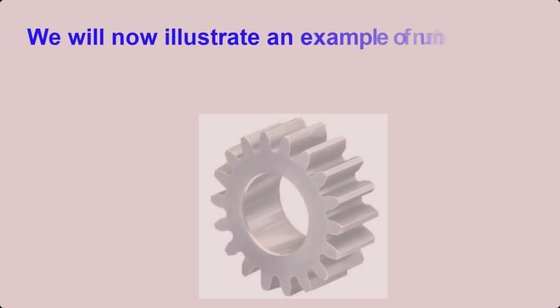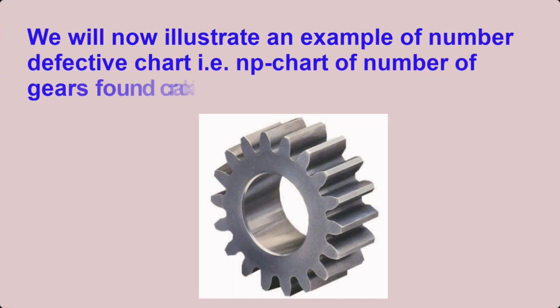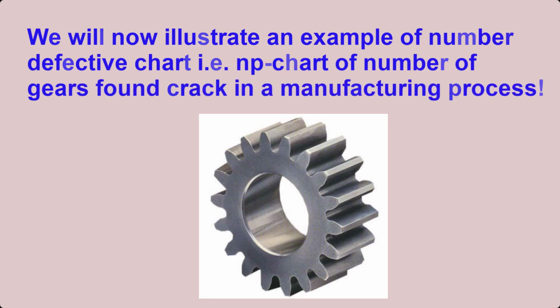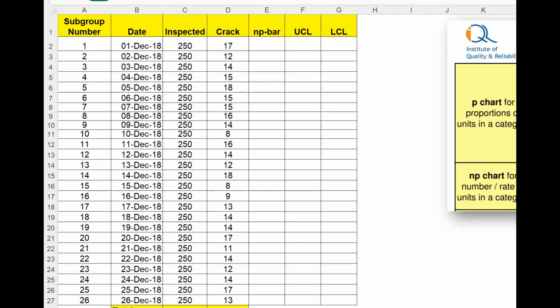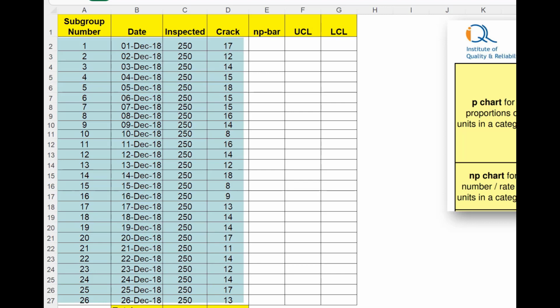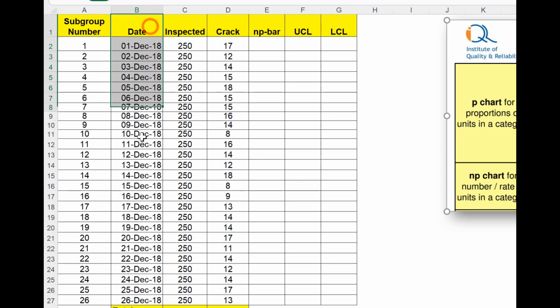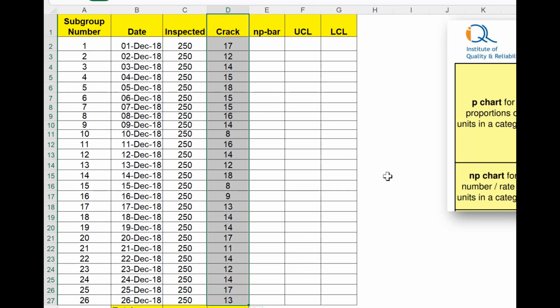We will now illustrate an example of the number defective chart, or NP chart, of the number of gears found cracked in a manufacturing process. A manufacturing company has collected data of cracked gears every day for about 26 days. Data is shown in columns B, C and D. In column B, you will observe the date. In column C, the number of gears inspected every day, which is constant at 250, and the number of gears found cracked on a particular day.